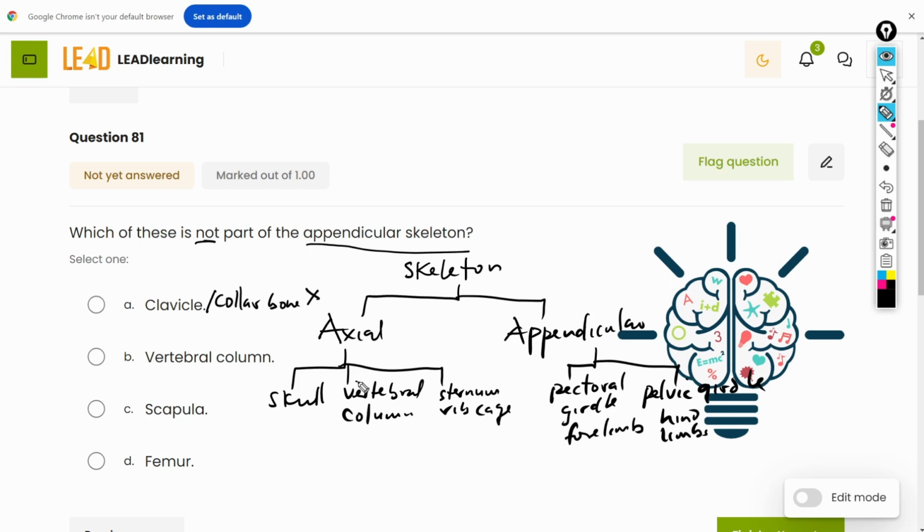We can see it here. It falls under the axial skeleton. So of course this will be, well, let's check option C and D. The scapula is a bone that falls under the pectoral girdle. The femur is a bone that falls under the pelvic girdle. So clearly the bone here that is not part of the appendicular skeleton is the vertebral column or the backbone. So our answer is the option B.